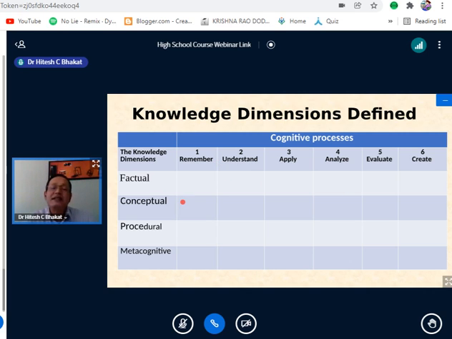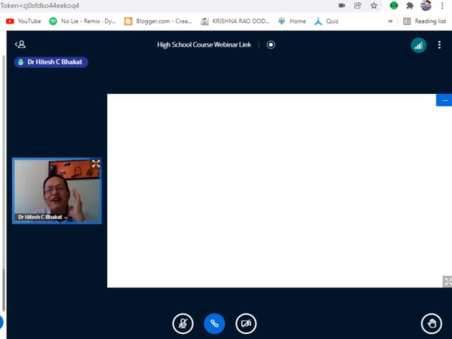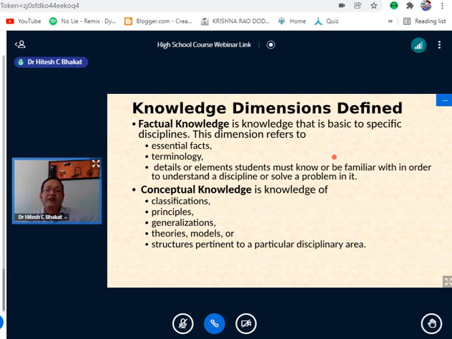Similarly, conceptual knowledge, all right: remember, understand, all these aspects, and procedural knowledge. So this knowledge dimension, how we need to use it in the cognitive process of learning. So these are the four levels of knowledge that we as teachers should know. Factual knowledge is knowledge that is basic to a specific discipline.